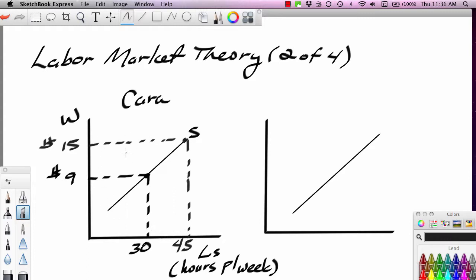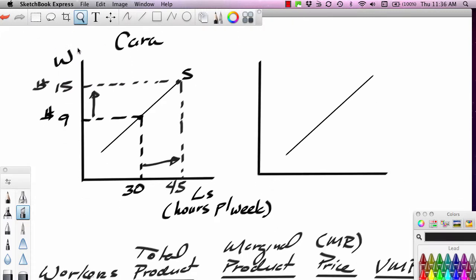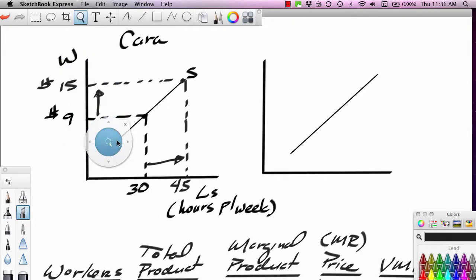Kara is willing to do this. If her pay were raised from $9 an hour to $15 an hour, she would be willing to go from 30 hours a week to 45 hours a week. In other words, she's demonstrating the law of supply: if you pay her more, she'll work more. This is very similar to the profit motive. Businesses will produce more if they earn more profit on a particular activity, and they will not produce as much if they don't earn as much on that activity.